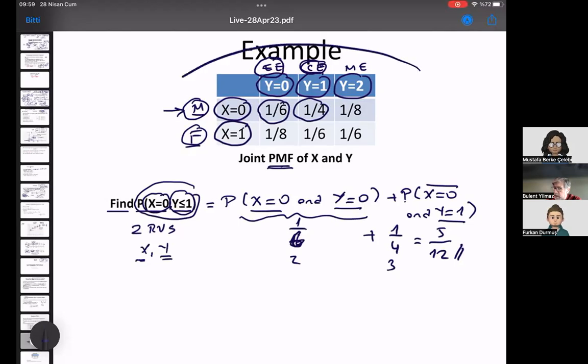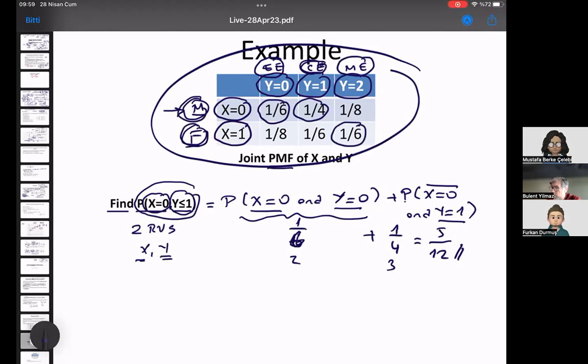And I am given a table of probabilities for each possible combination. You see, mechanical engineering student, female, it is 1 over 16. Female student, computer engineering, 1 over 4. Okay, so it's a kind of joint probabilities of two random variables.